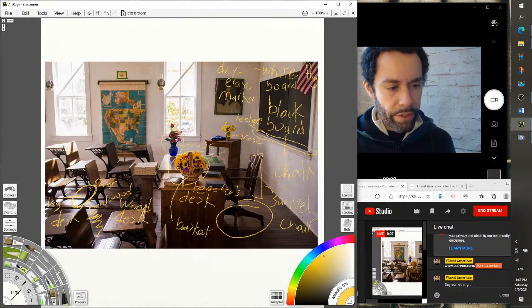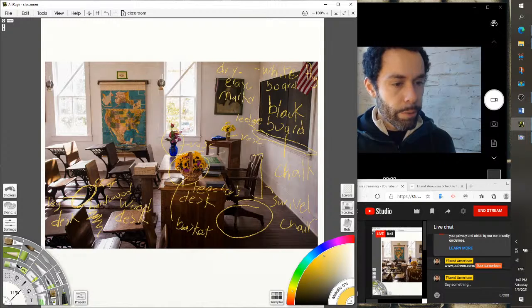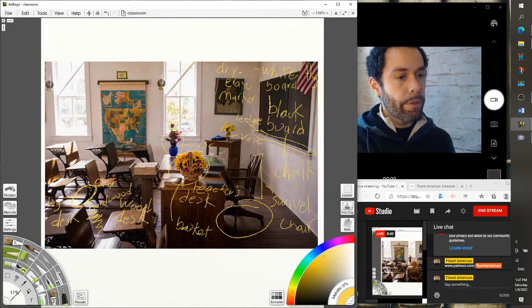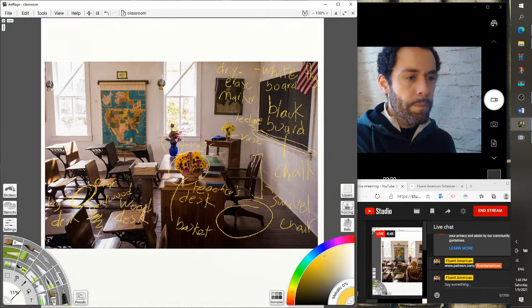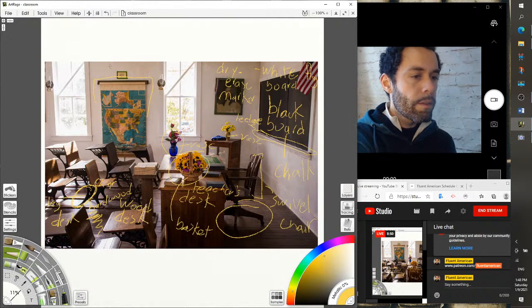Yeah, so we have our desks, we have the hardwood floor, we have the teacher's desk, we have the swivel chair, we've got some books going on, we have the vases, the flowers, some other things that we see hanging over here on the wall. We have our map.